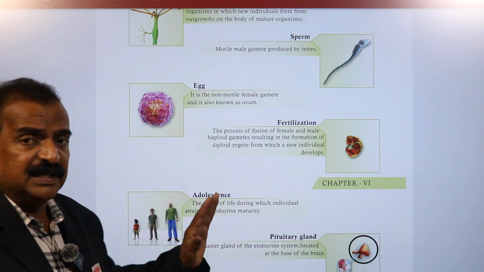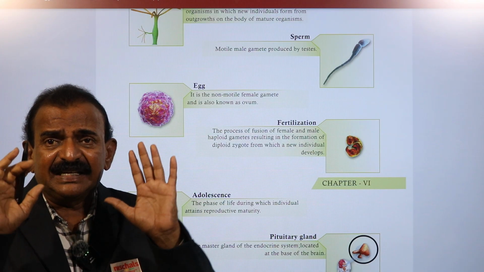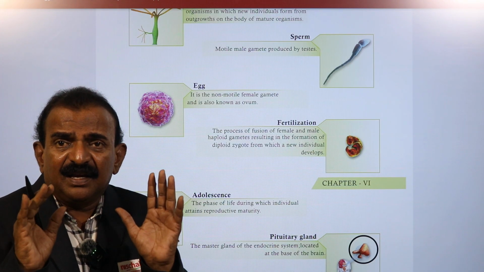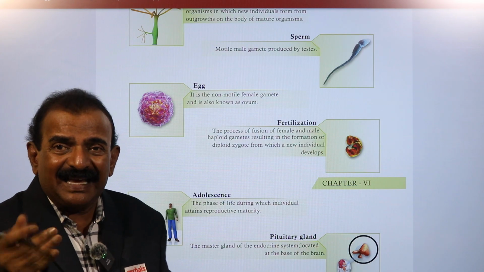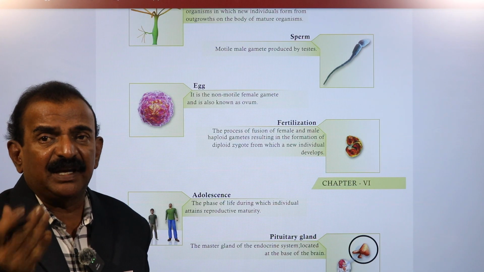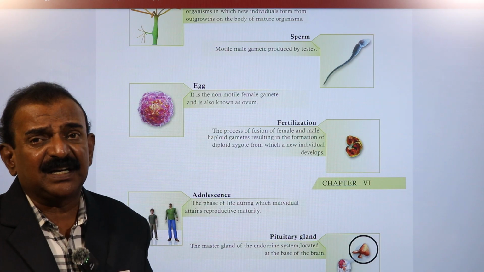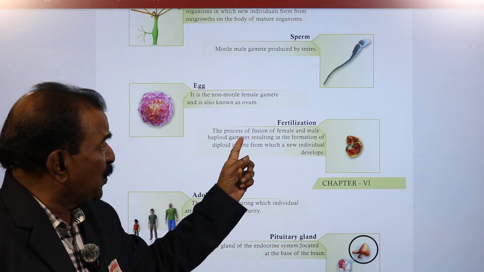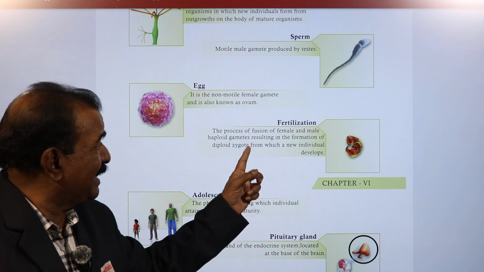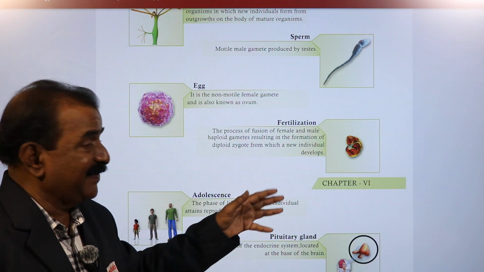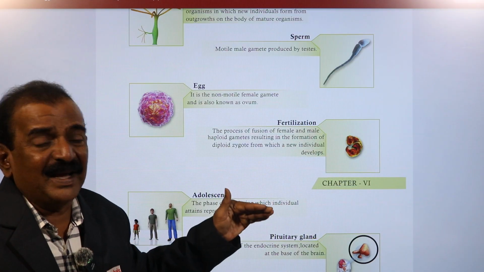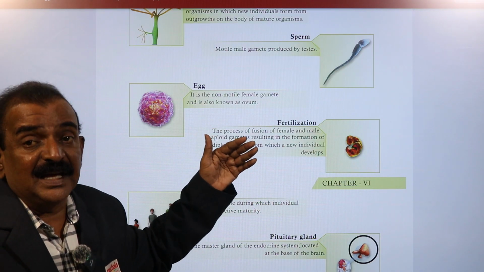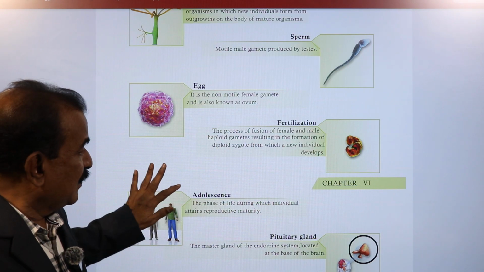And fertilization. The term fertilization gives the information that there is a fusion of male and female gametes leading to the formation of a zygote, and that process is called fertilization. It is the fusion of male and female gametes resulting in a diploid zygote, which then undergoes division and forms an embryo.